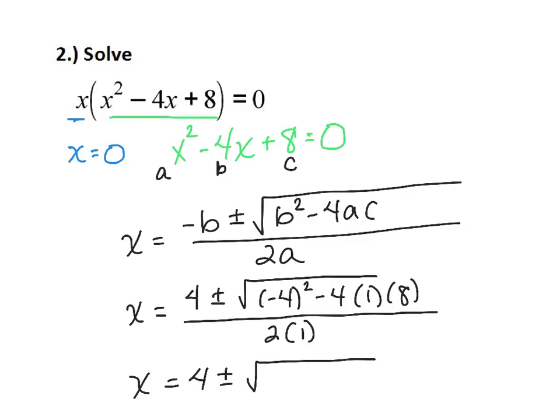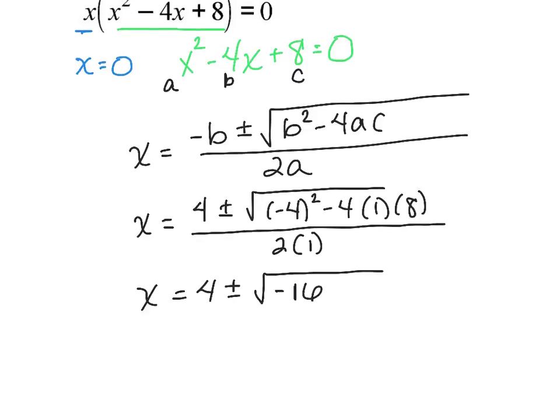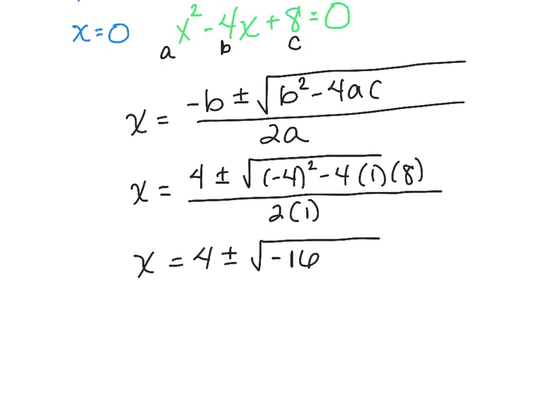Negative 4 squared is 16 minus 4 times 8, which is 32. So that's 16 minus 32, which I believe is negative 16. So let me scroll down so I can get some more on the page here. All divided by 2. Let's keep simplifying.